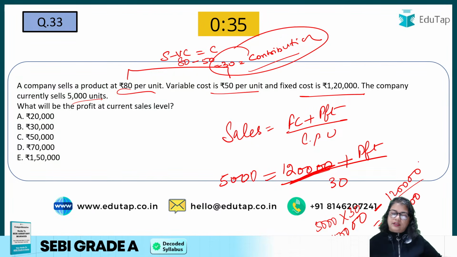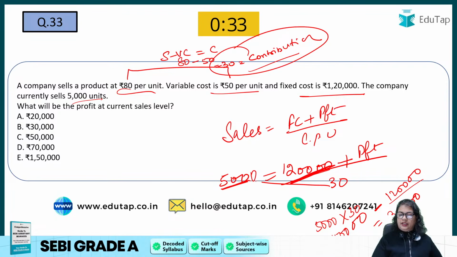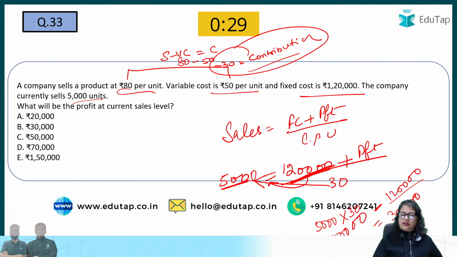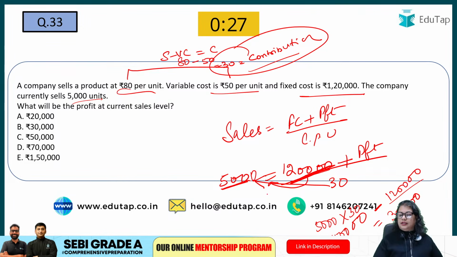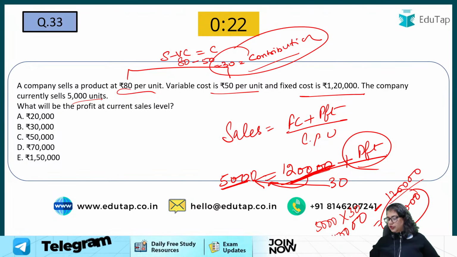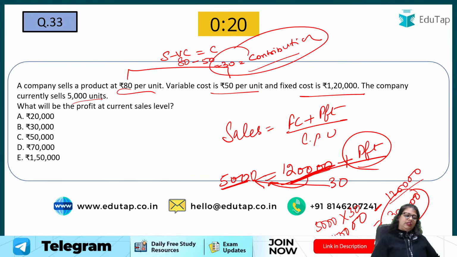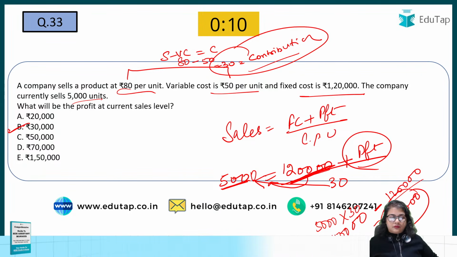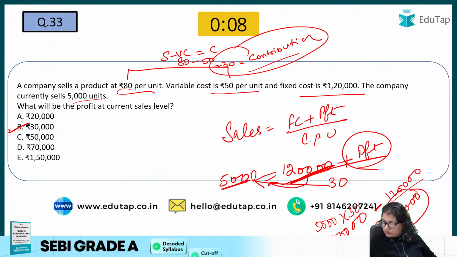I hope this is clear. 5,000 into 30 goes here, then 1,20,000 will come here, it will be subtracted. So 1,50,000 minus 1,20,000 will give you 30,000 rupees as your profit, right everyone? So the answer is option B. Everybody who got it correctly?